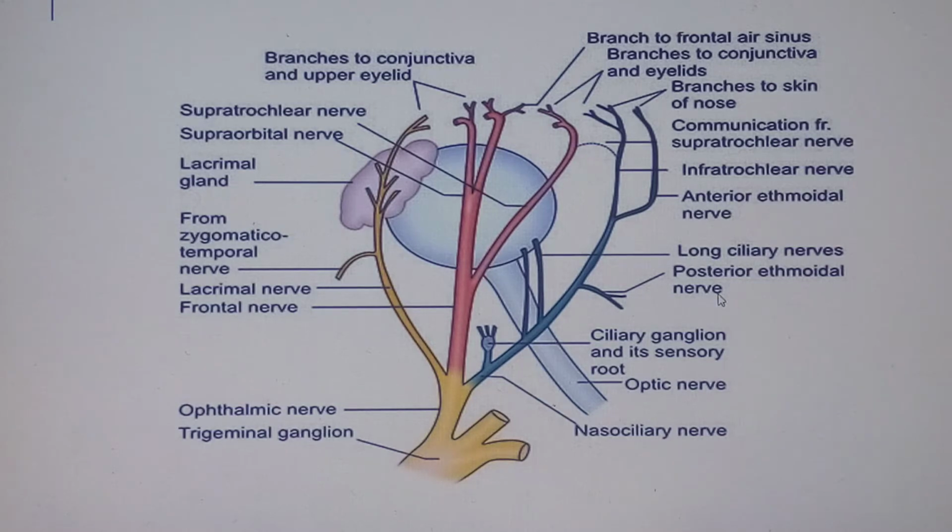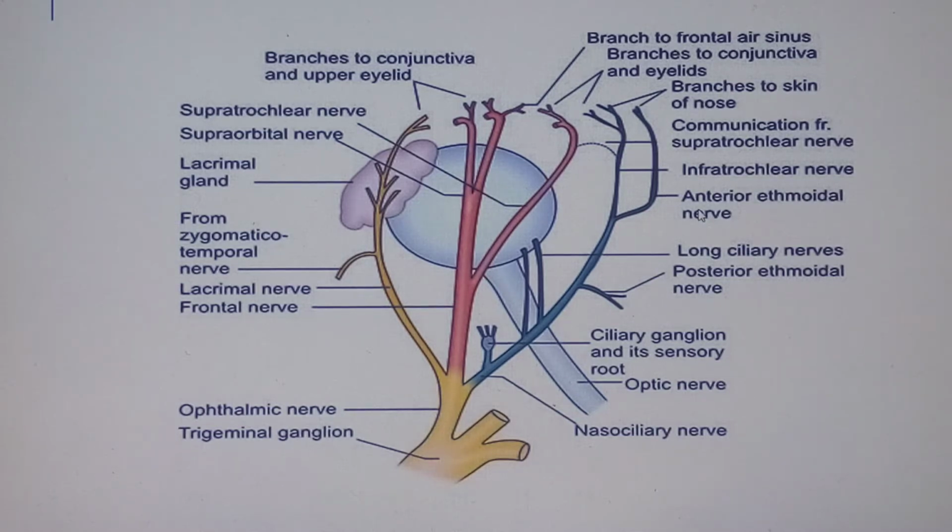Now, as the nerve continues, it gives off one of the terminal branches that we find of the nasociliary nerve. It is the anterior ethmoidal nerve. My friends, this anterior ethmoidal nerve essentially is going to supply the anterior and of course the middle ethmoidal air cells. Yes, it's going to give that kind of supply to it.